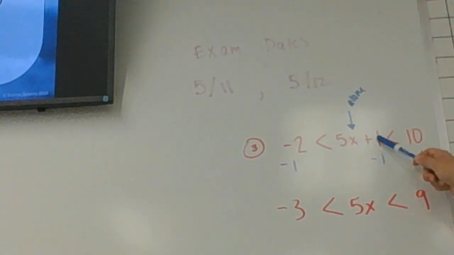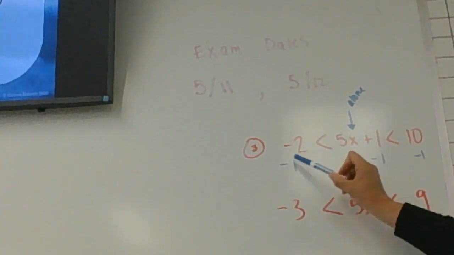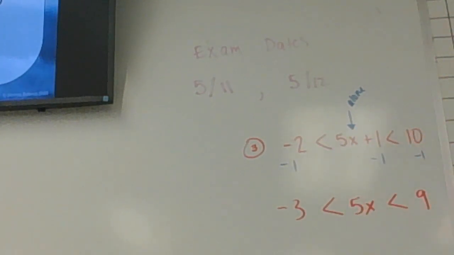I got rid of this 1 by doing the opposite of adding 1 and subtracting it. But I did it here, and I did it over here. Because it's like there's 2 equal signs. There's 2 inequality symbols. Now I'll divide all 3 parts by 5. And I have this weird fraction, negative 3/5 is less than x is less than 9 over 5.